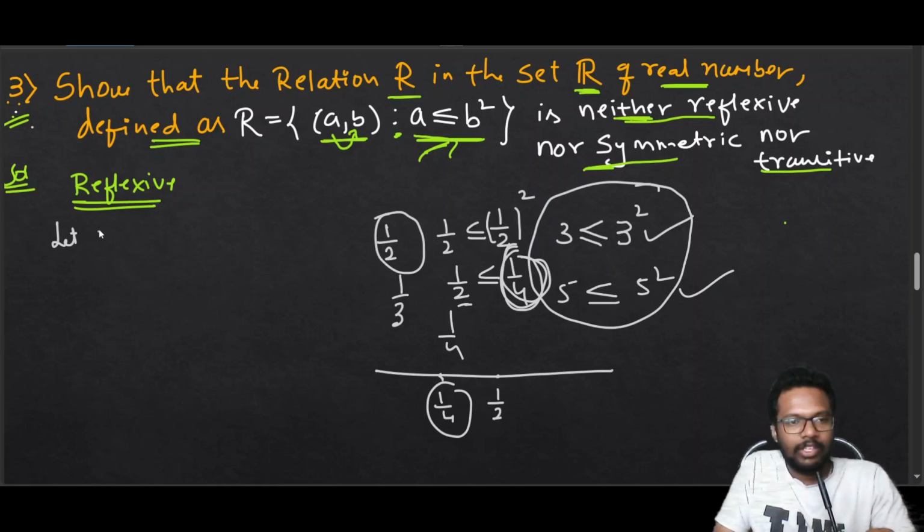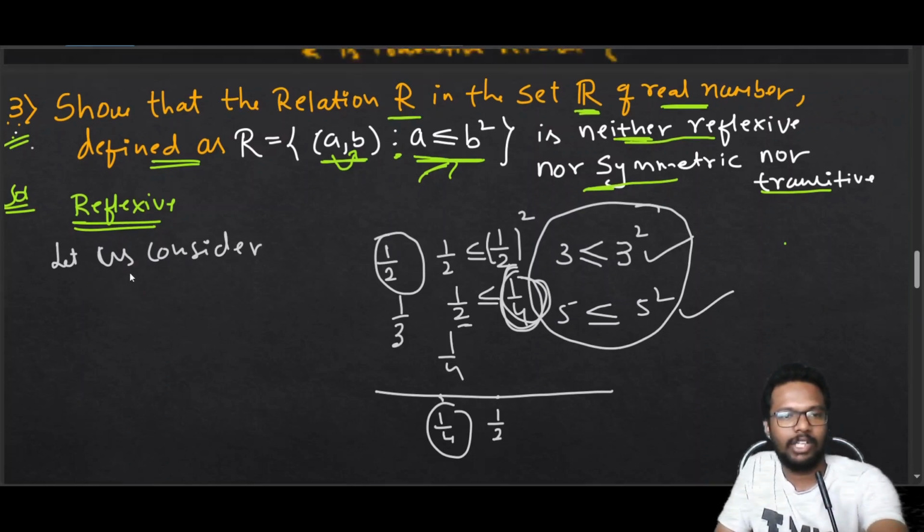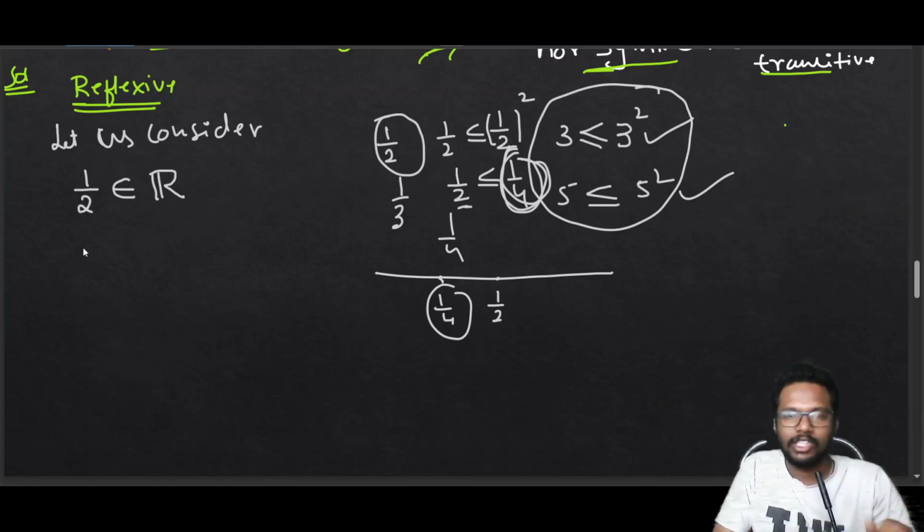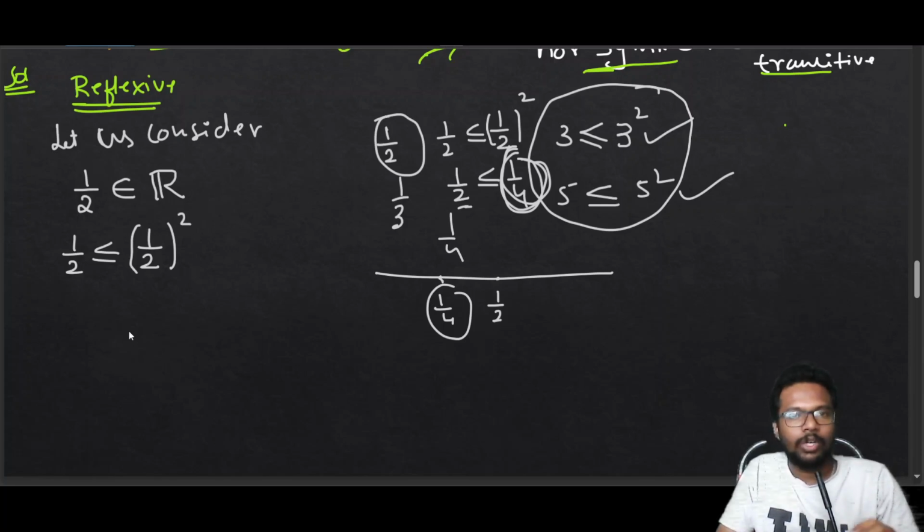So first, let us consider a number. What will I consider here? I consider 1 by 2, which belongs to the set R, from real numbers. And I'll check whether the given relation is satisfied or not. So 1 by 2 less than or equal to 1 by 2 whole square.